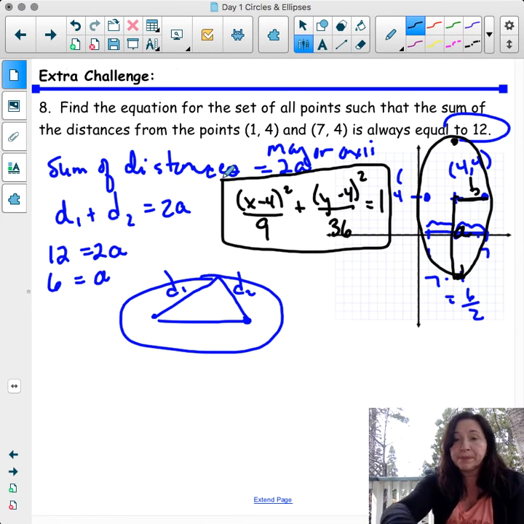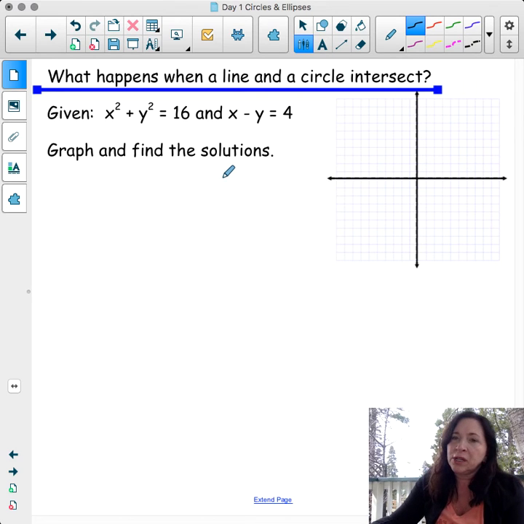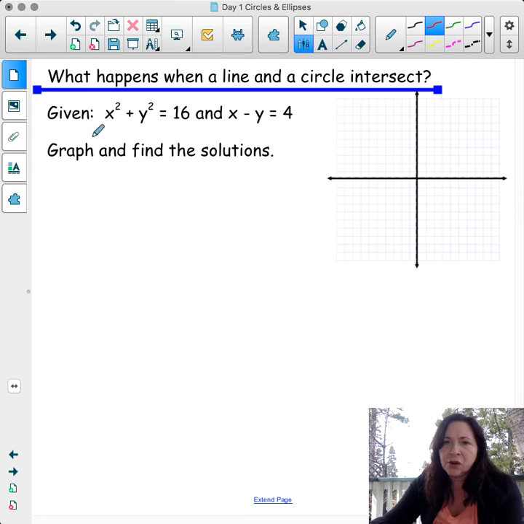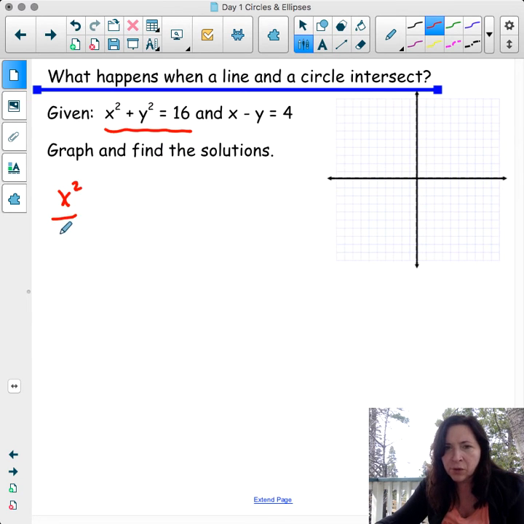That's a little tricky. What happens when a line and a circle intersect? This is the last problem. So let's get this started. We see this right here. This is a circle. You may think it's an ellipse. It looks kind of like an ellipse if I had done this. See, look, x squared over 16 plus y squared over 16 is equal to 1.